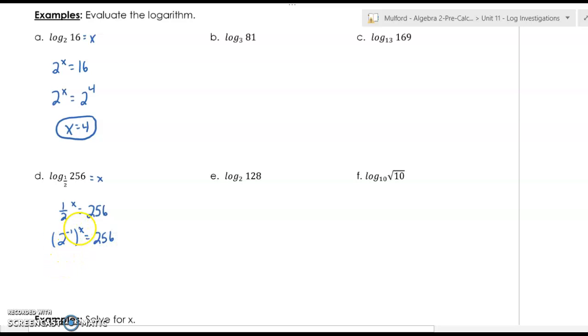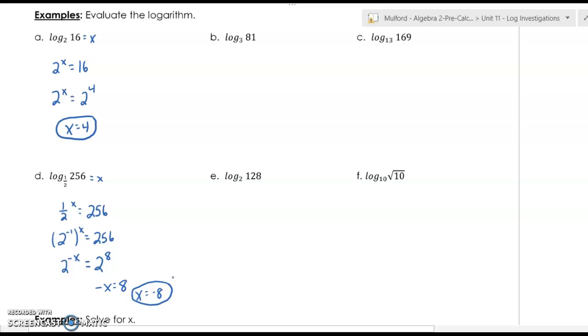So I can make this 2 to the negative x, and 256, I got to think about this one, but I believe it's 2 to the 8th power. If you're not sure, you can always count them out and figure out what the power is going to be. Now again, because the bases are equal, I can set the exponents equal. Negative x equals 8, and x would equal negative 8.